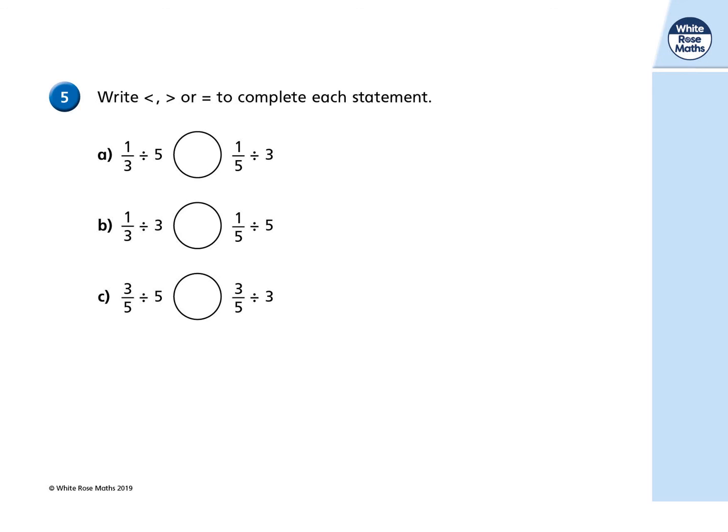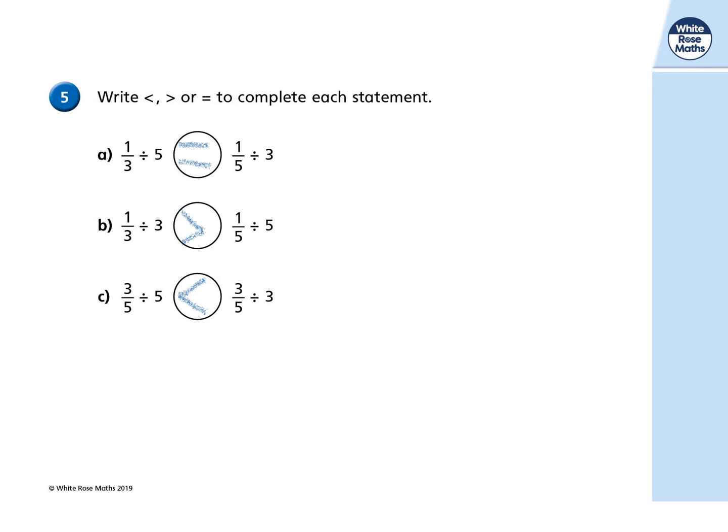Now remember, as you're doing this, that if, for example, you have 1/9 compared to an answer of 1/25, the 1/9 is going to be the bigger fraction because 1 out of 9 is bigger than 1 out of 25, remember, okay? For B, you've got 1/3 divided by 3. So what's that answer going to be? Compared to 1/5 divided by 5. For C, you've got 3/5 divided by 5. So is that smaller than, greater than, or equal to 3/5 divided by 3? Take your time, work these out carefully, and make sure you put in the symbols correctly.